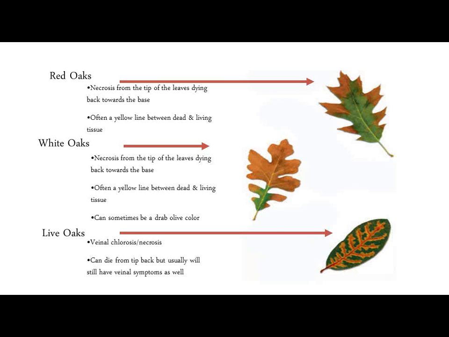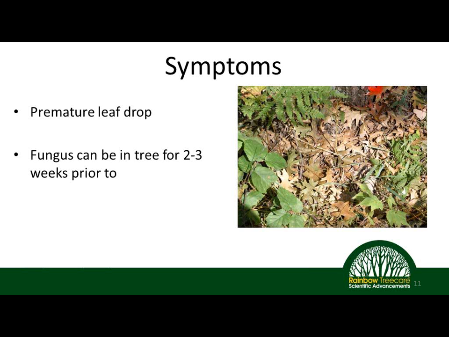I think you need to combine the leaf symptoms of these trees with other diagnostic symptoms, and in some cases do a lab analysis to confirm the presence of oak wilt. Other symptoms that you're going to see with all three of the species, in a lot of cases you're going to have premature leaf drop.